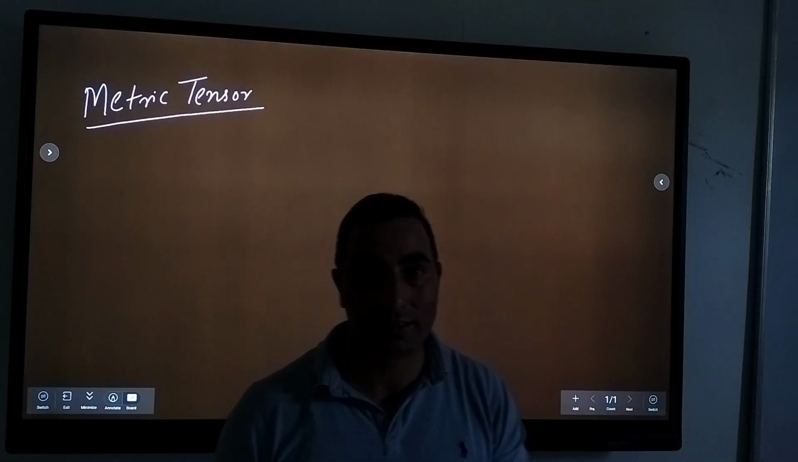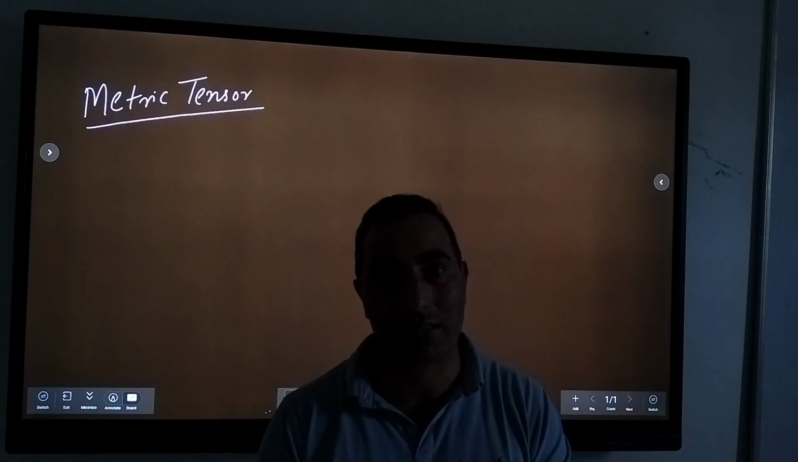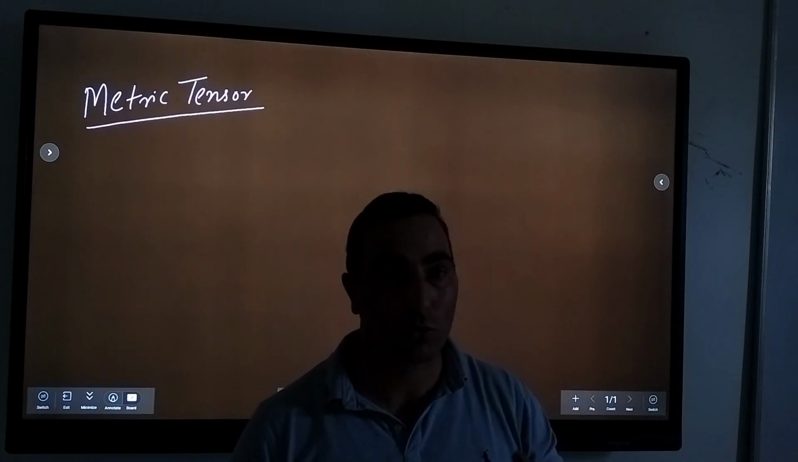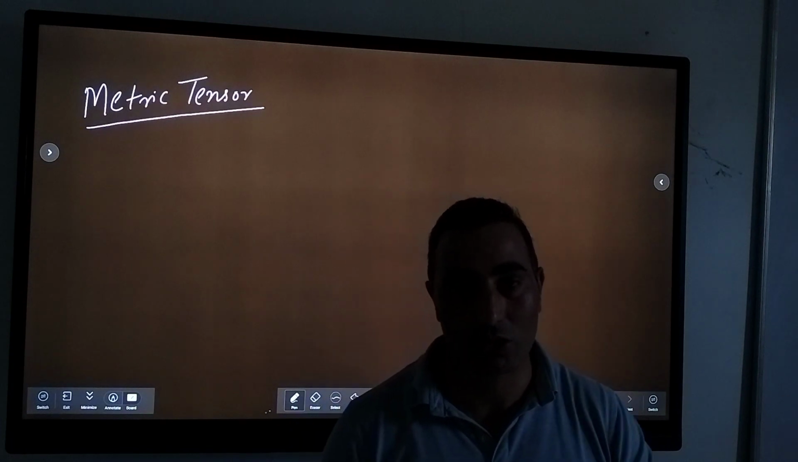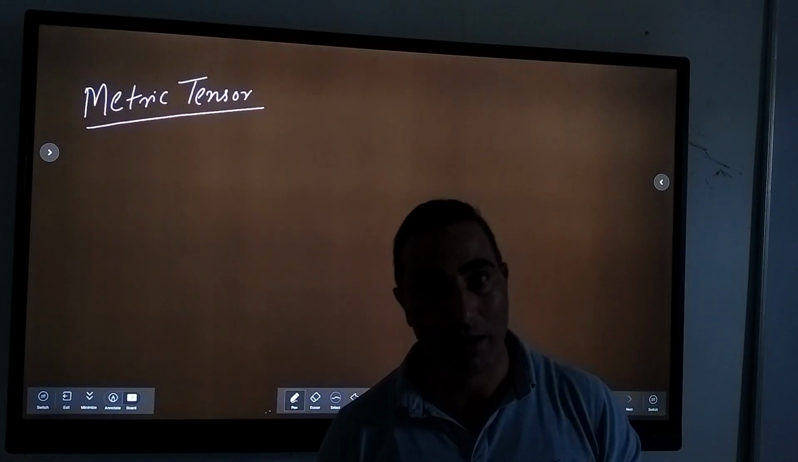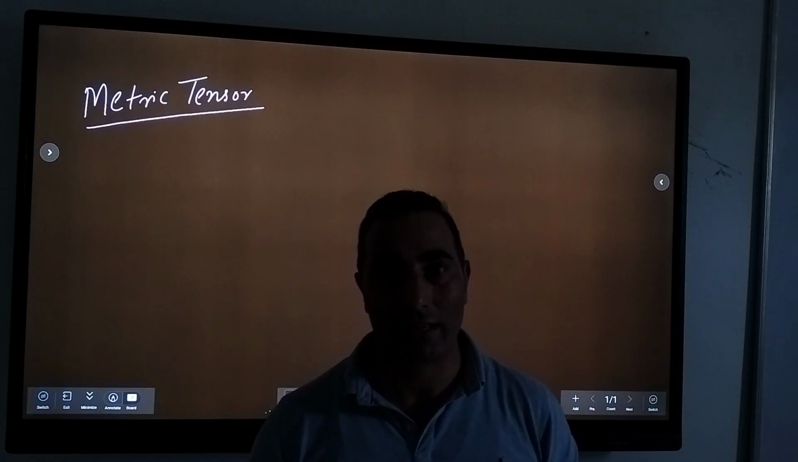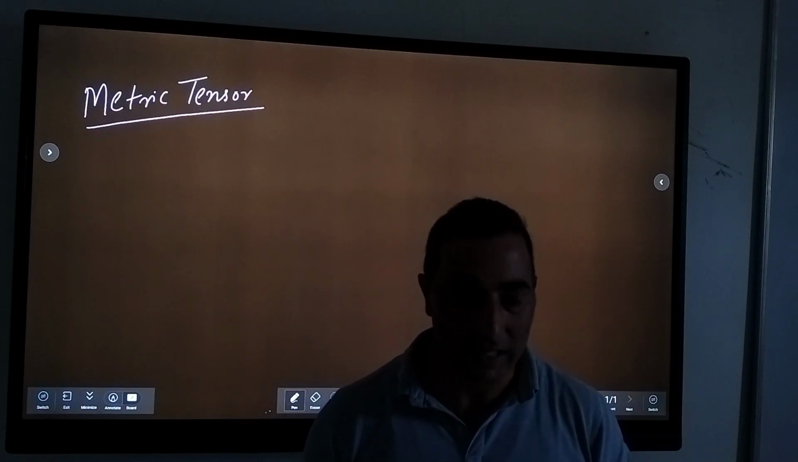This topic, the metric tensor, is central to our subject. There should be one complete unit for this topic, the metric tensor. That is why some authors call the metric tensor the fundamental tensor also.